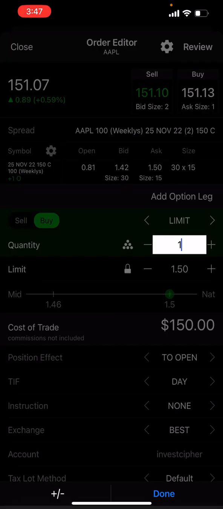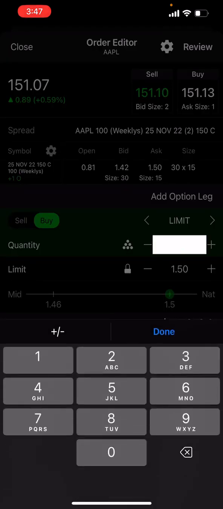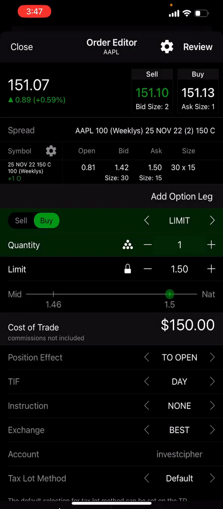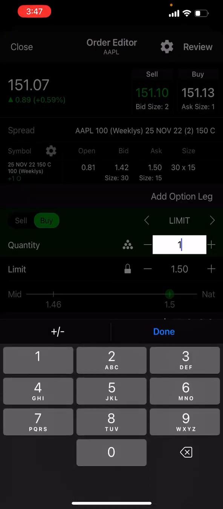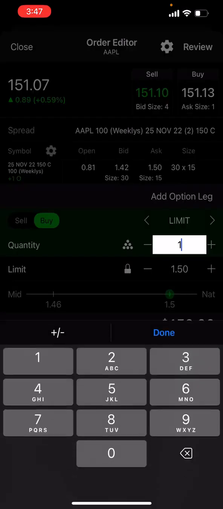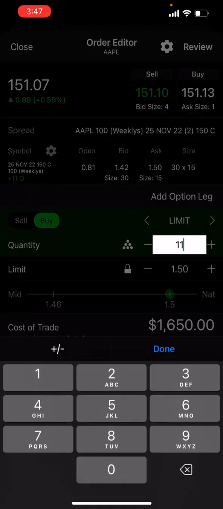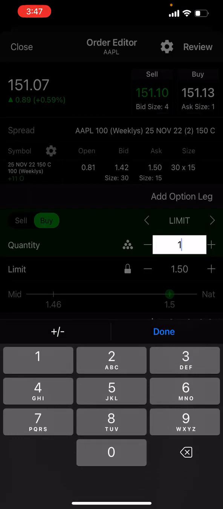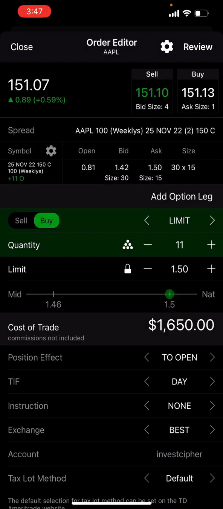So right below that is the quantity. This is how many contracts you want to do. You want to do 1. Like I say, I recommend starting with 1 or 2 contracts when you're starting out. And then when you get very consistent, you can start to do 10 contracts, 15 contracts, 20 contracts, whatever your account size and what you're comfortable with.